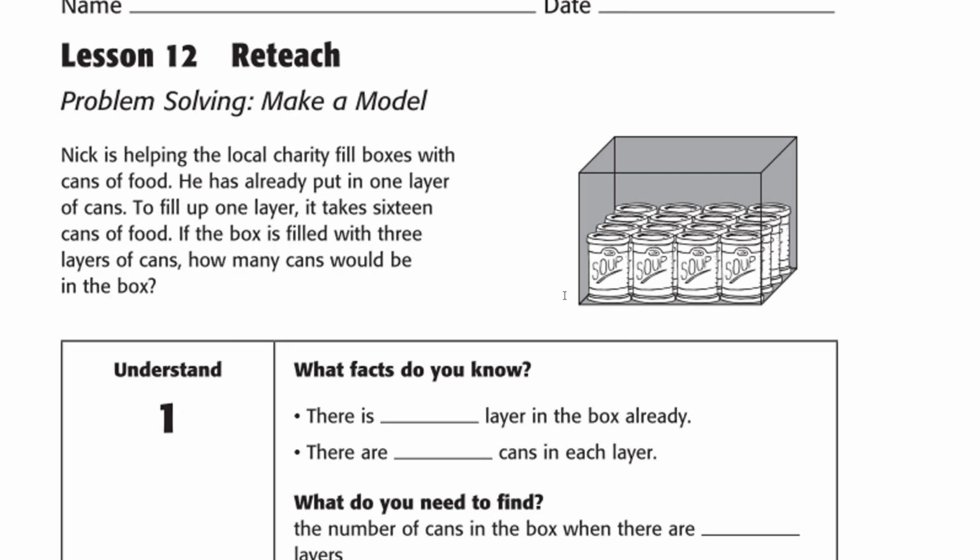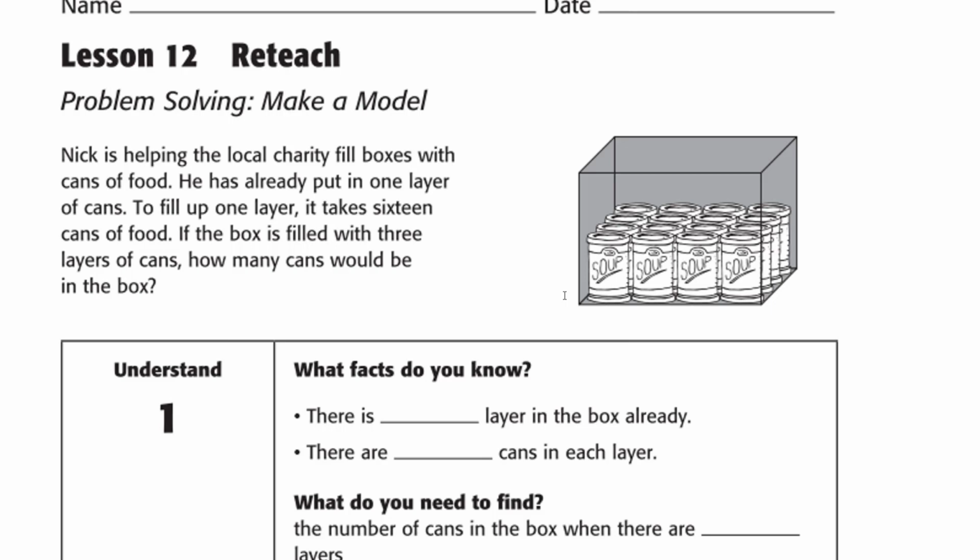It says problem solving, make a model. Nick is helping the local charity fill boxes with cans of food. He has already put in 1 layer of cans. To fill up 1 layer, it takes 16 cans of food. If the box is filled with 3 layers of cans, how many cans would be in the box?